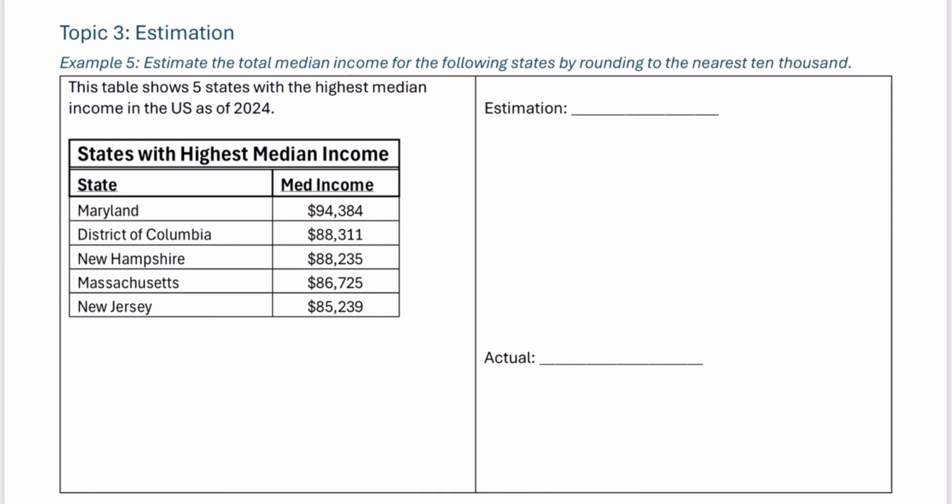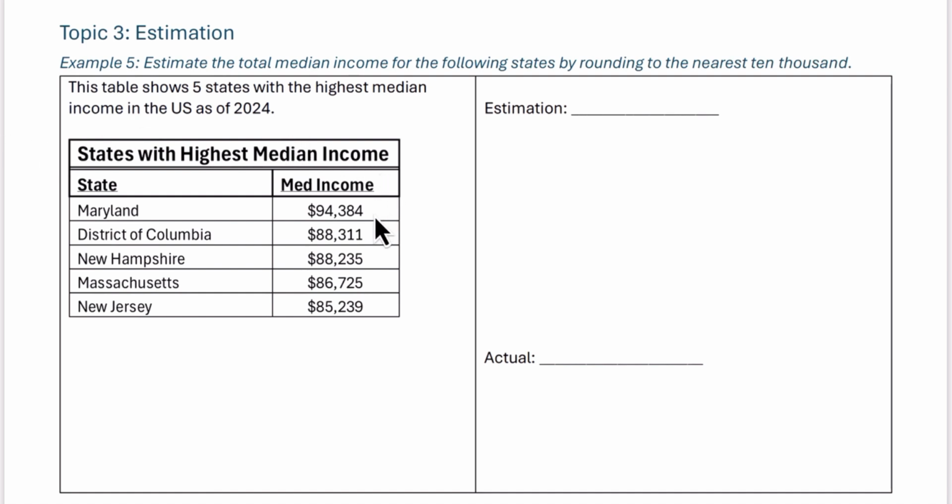In this video, we'll focus on estimation. Recall that estimation is really just rounding. We do this when we want to make operations such as addition simpler. This table shows 5 states with the highest median income in the US as of 2024. We want to estimate the total median income for these states by rounding to the nearest 10,000.